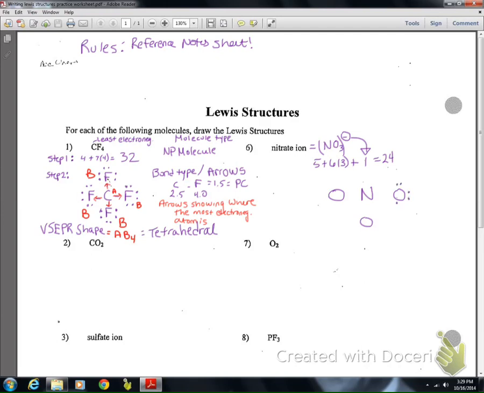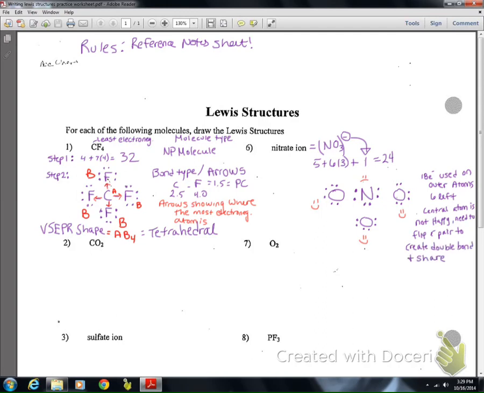So then I'm going to fill in electron pairs around the outer atoms first. So I've used 18 electrons on the outer atoms, and I have 6 left. So then I'm going to go in and share the electrons with my central atom, and then the next thing I'm going to do is count to see if everybody's happy. So my oxygens are happy, but my central atom is not happy.